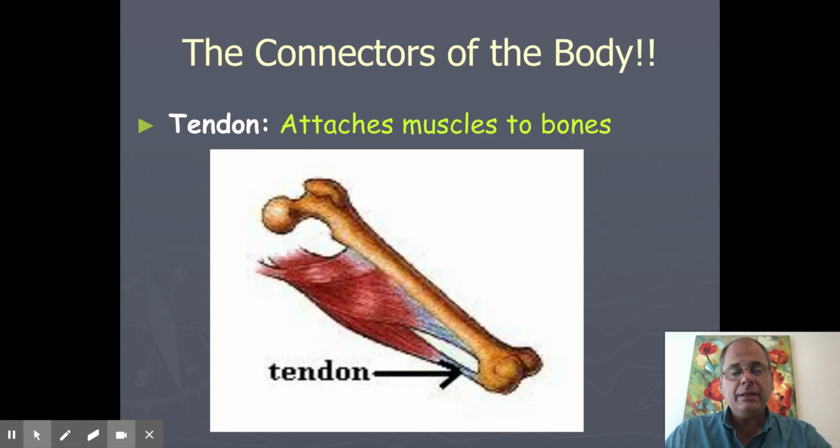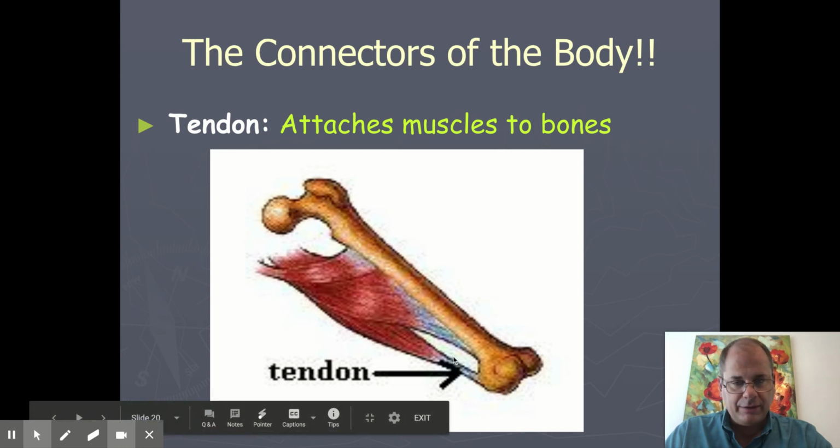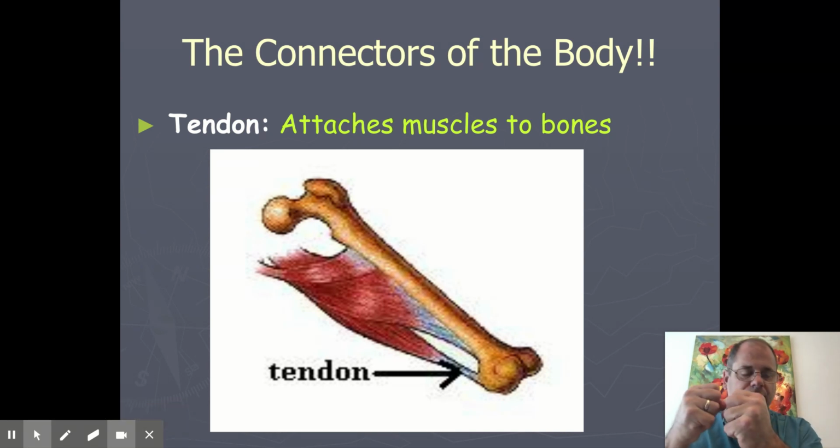Then you have a tendon, which is connective tissue here. And these connective tissues connect the bone to the muscle. So when the muscle contracts, we're going to talk about that in our muscle lesson, the bone moves in one direction. And when the muscle relaxes, the bone moves in the other direction.